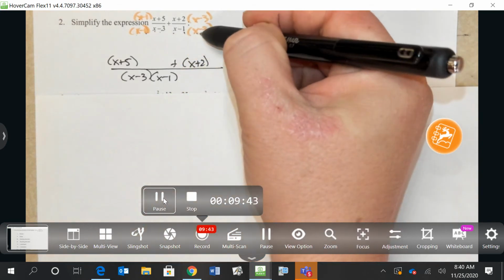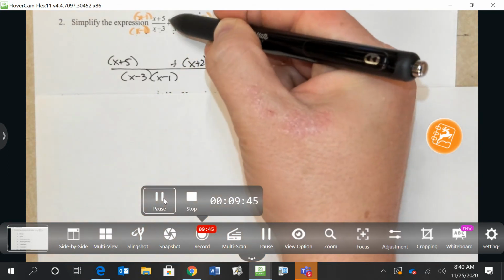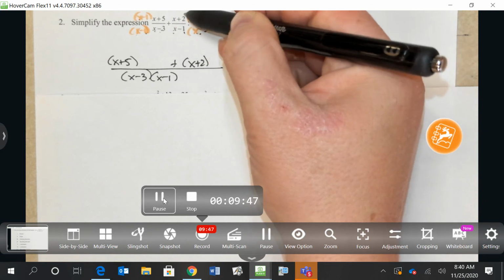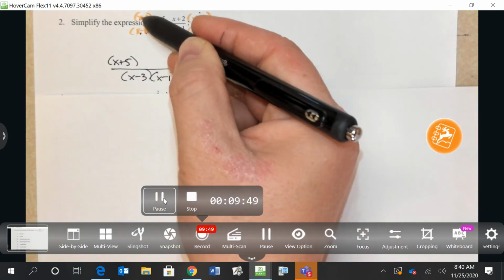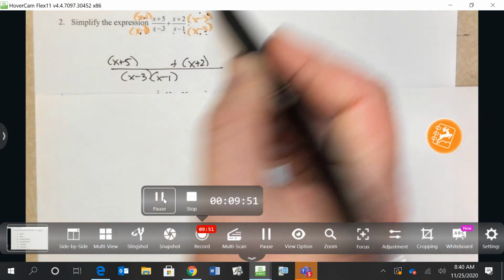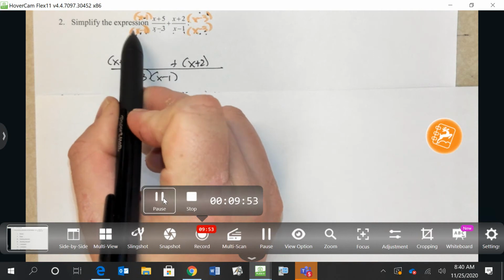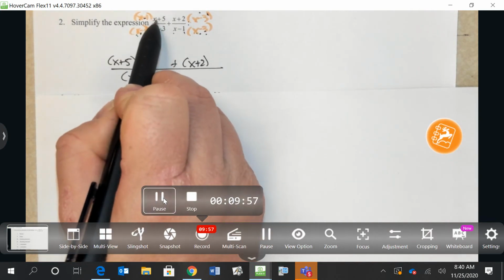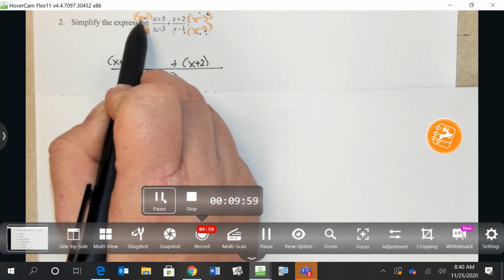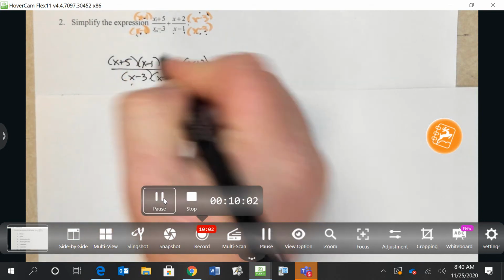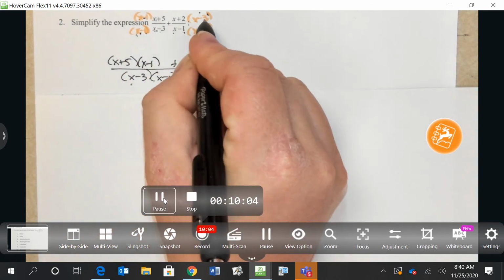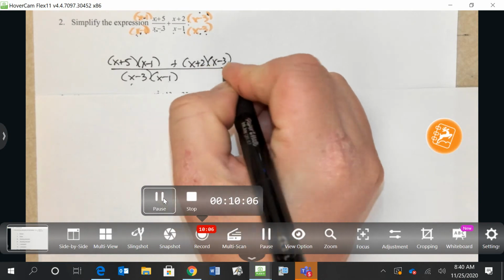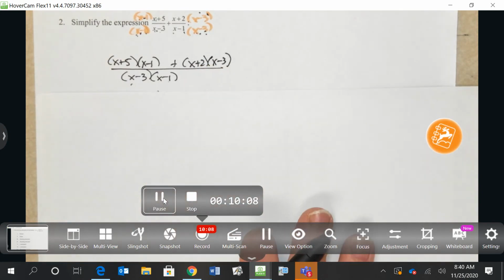Whatever you do to the bottom, you must also do to the top to preserve the value of this fraction. So I did an x minus 1 here, I must do it on top, and x minus 3, I must do it on top. So the common denominator is x minus 1 and x minus 3. So I already have that down. Now what needs to be attached to the x plus 5? It would be an x minus 1. What needs to be attached to the x plus 2? It would be an x minus 3. And now it's just grunt work and getting this through.